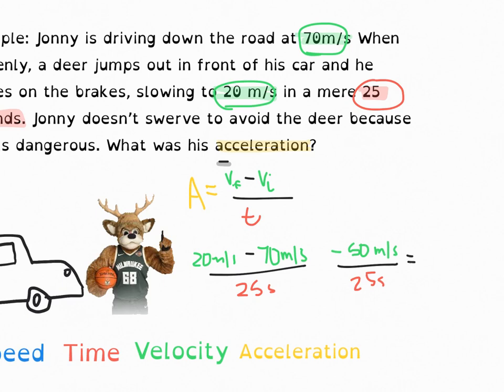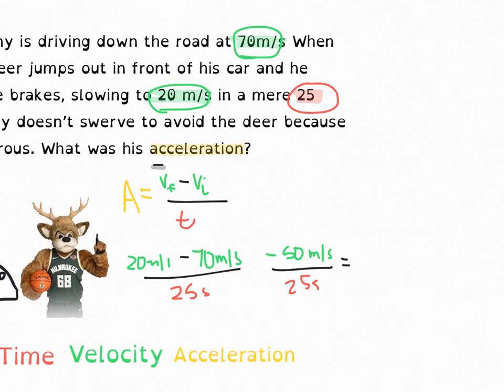And if I go ahead and solve this, Johnny has an acceleration of 50 divided by 25. Don't forget my negative. Negative 2 meters per second squared. So, as we predicted, our acceleration was negative because he is slowing down. So that means he is losing 2 meters per second every second. This is not very slow. Johnny most likely just hit the deer because that is not very rapid negative acceleration.